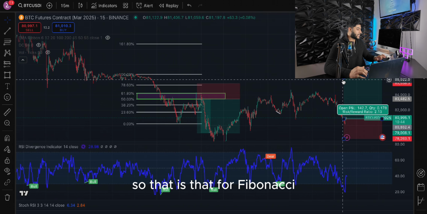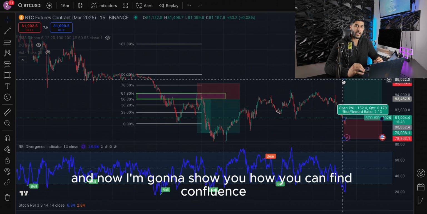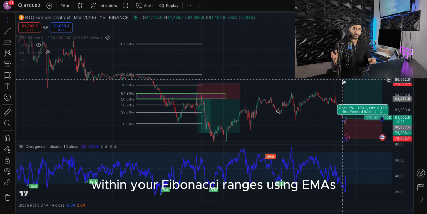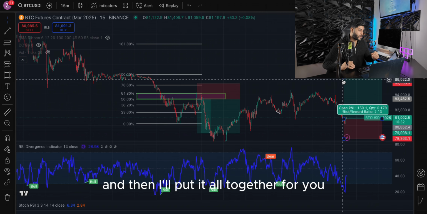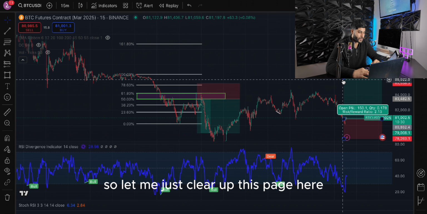So that is that for Fibonacci, and now I'm going to show you how you can find confluence within your Fibonacci ranges using EMAs. So I have to show you what EMAs are first, and then I'll put it all together for you. So let me just clear up this page here.